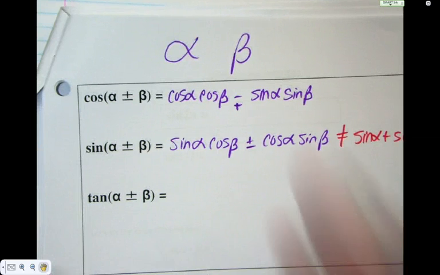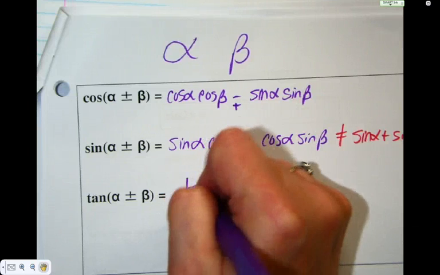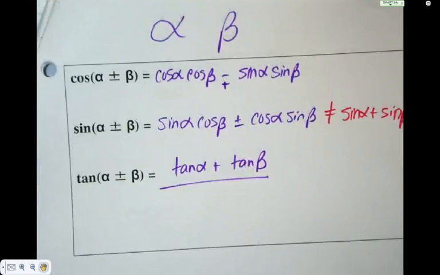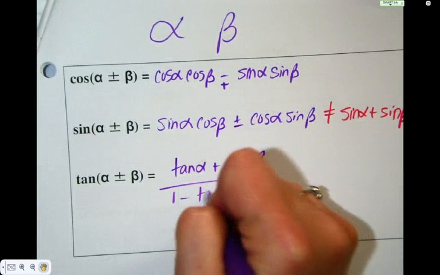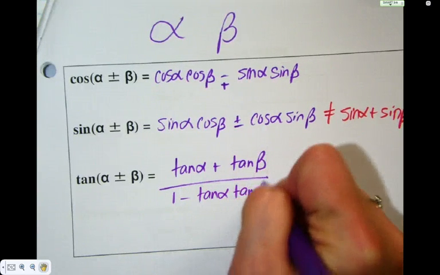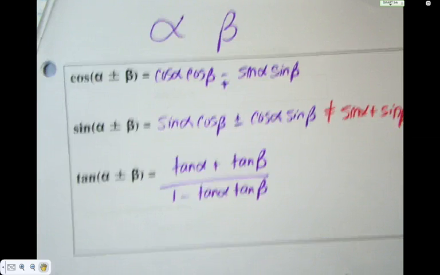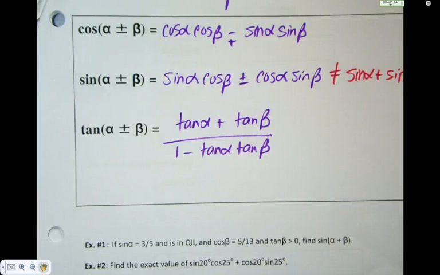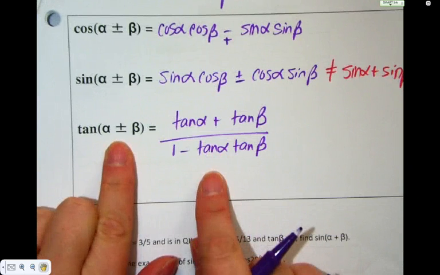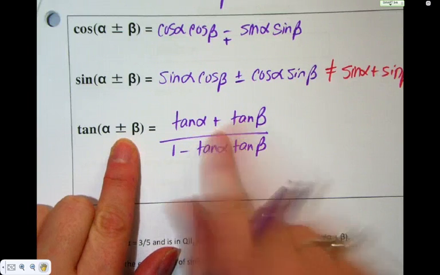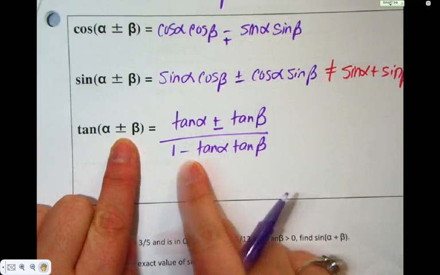Okay, the tan formula is completely whack from those two. It is tan of alpha plus tan of beta divided by 1 minus tan alpha times tan beta. That's if you've got a plus on the left-hand side. What about if this happened to have been a negative? This one becomes negative, and this one becomes positive.